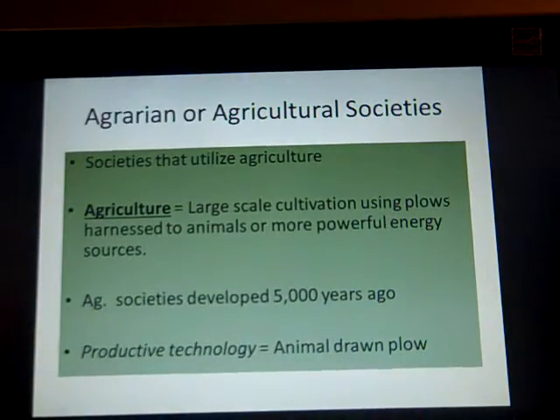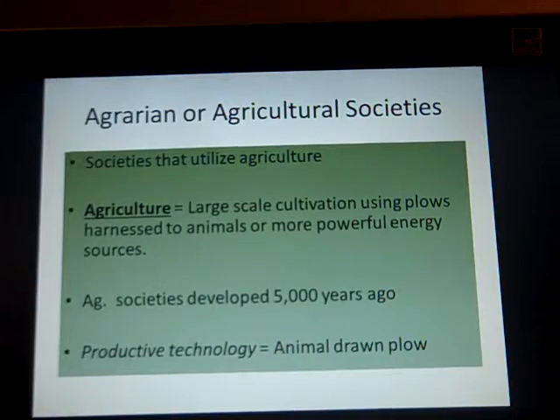Then we move into agrarian, or I'm going to refer to these as agricultural societies. These are societies that utilize agriculture. The animal-drawn plow was the big invention that kind of began this type of society. Agriculture, we're talking about large-scale cultivation using plows harnessed to animals or more powerful energy sources.